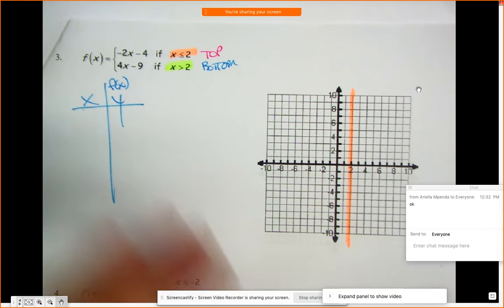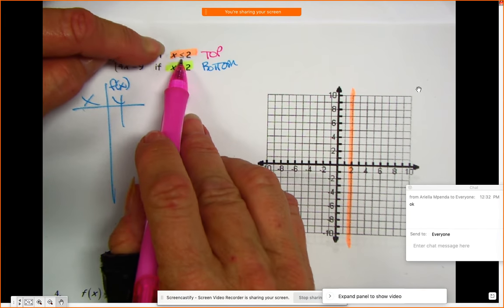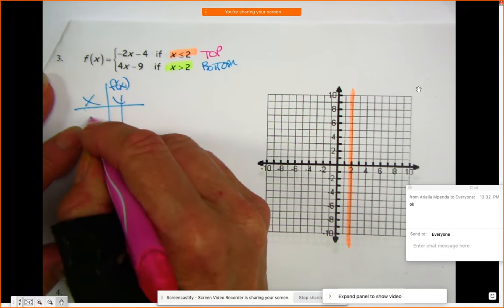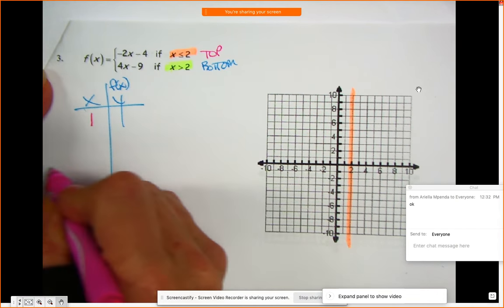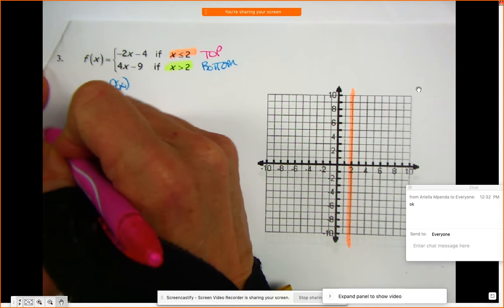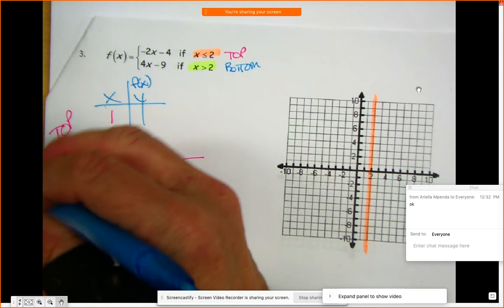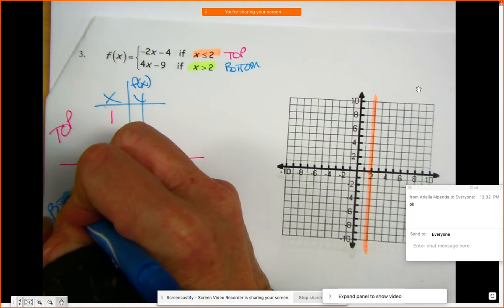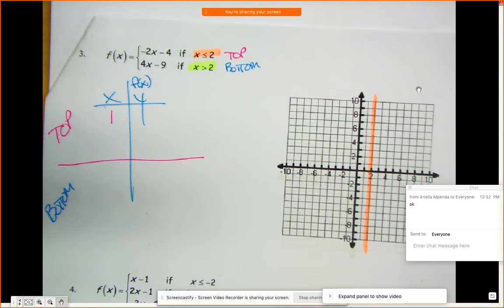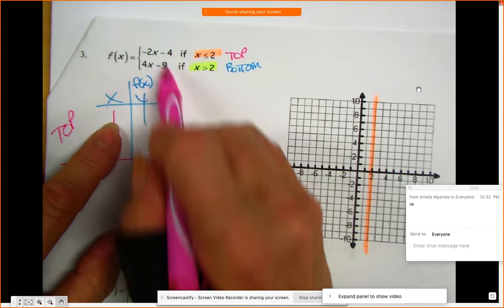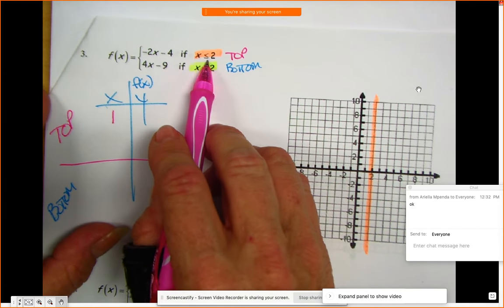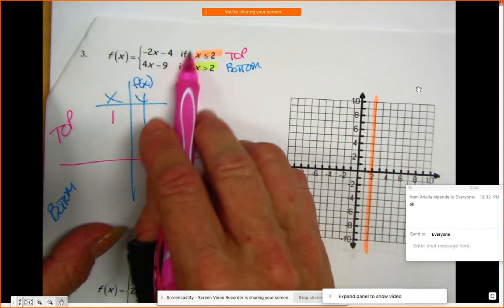Okay, now, what's a number that is less than or equal to 2? I'm going to go with a 1. I'm going to put some values into the top equation, and I'll put some values down here in the bottom equation. In the top equation, I'm going to stick a 1 because 1 is less than or equal to 2. It actually falls inside this domain.